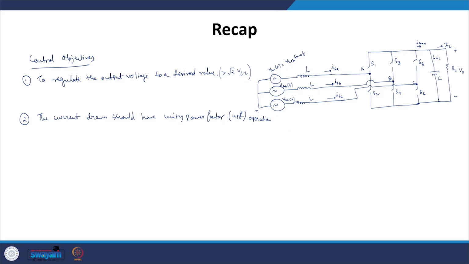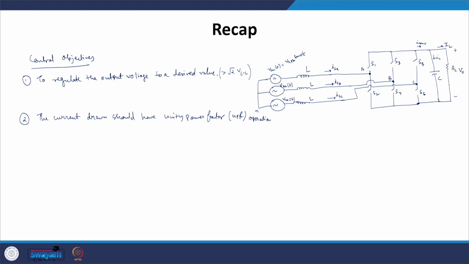Now if we see the control objective, there are primarily two. One is obviously regulating the output voltage at a desired value, and the second, which is very important, is that while regulating the output voltage, we also want the current drawn from the AC source to have unity power factor. That means the phase angle between the phase current and the phase voltage is equal to 0.